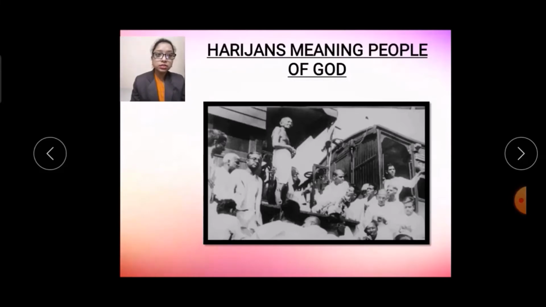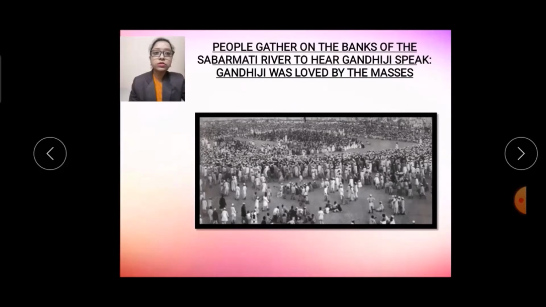So let's see next now. This picture is also given in your book, and let's read out the information related to this picture. People gathered on the banks of the Sabarmati river to hear Gandhiji speak. Gandhiji was loved by the masses. Gandhiji was loved by the common people, and that is why so many people gathered on the banks of the river Sabarmati.